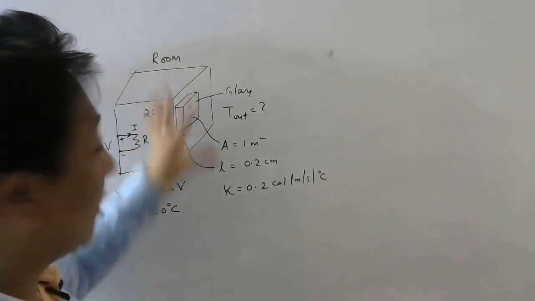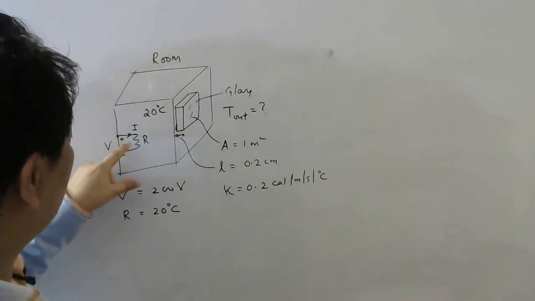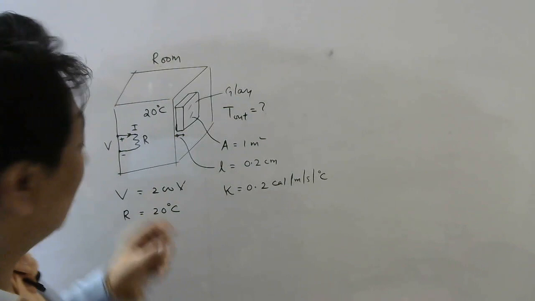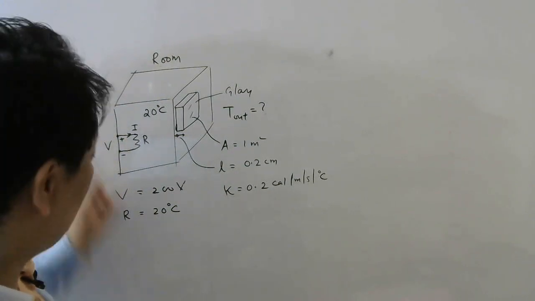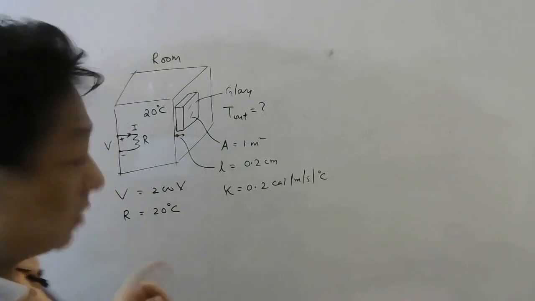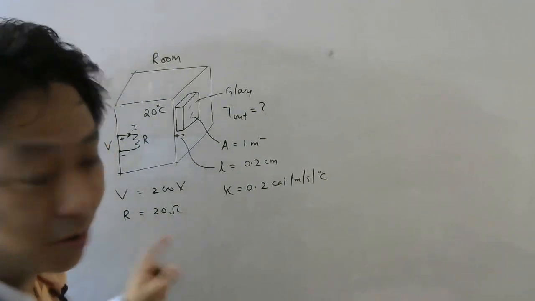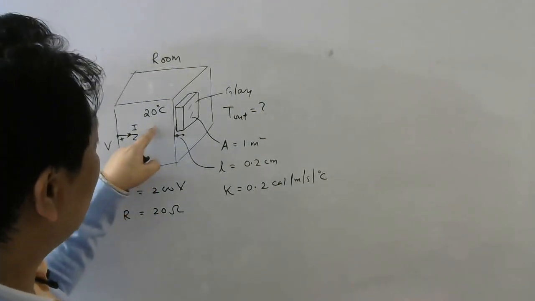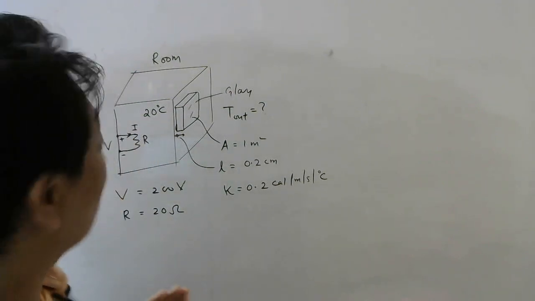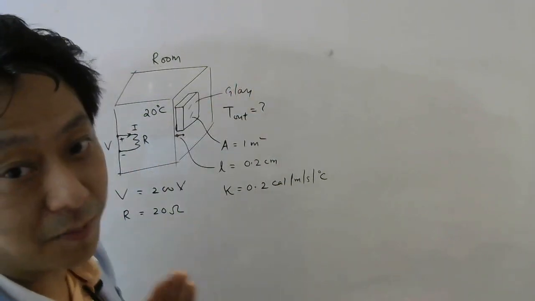So this diagram explains the question. So here is a room. There is a resistor in a heater which is connected to a power supply of voltage 200 volt. The resistance is not obviously 20 degrees Celsius, it's 20 ohms, and the inside temperature is 20 degrees Celsius. We need to calculate the outside temperature.